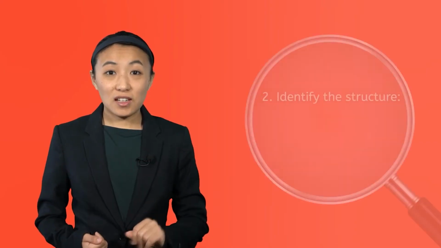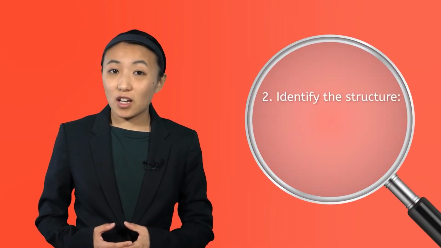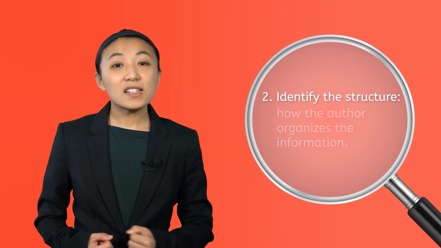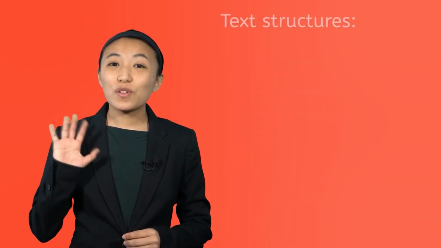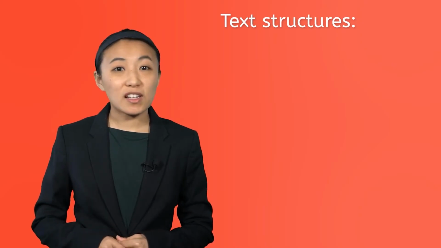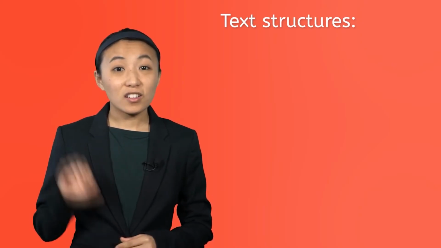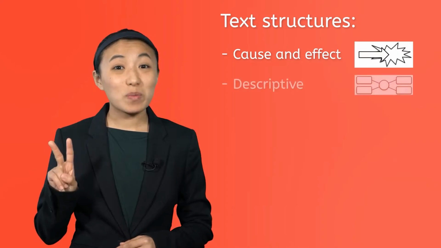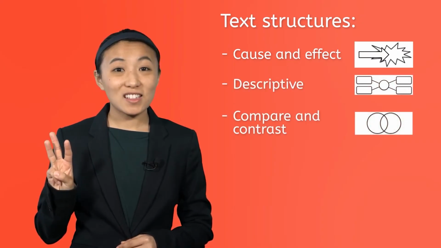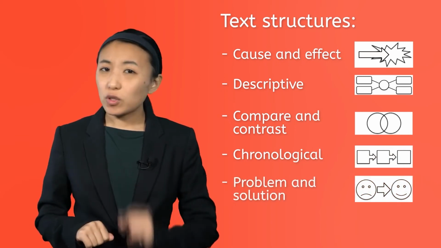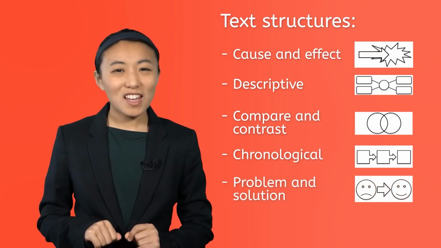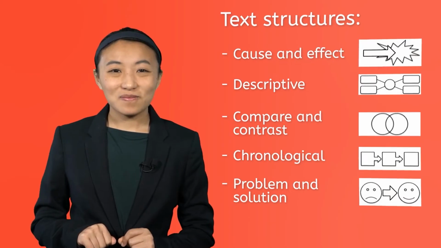Now that we have an idea of why the author is writing the text, we can look for our second clue. Let's identify the structure of the text, which, as you may recall, is how the author organizes all of that information. Authors use 5 different text structures to organize their information. They are cause and effect, descriptive, compare and contrast, chronological, problem and solution. If you need a refresher on these text structures, take a look in your PDF.